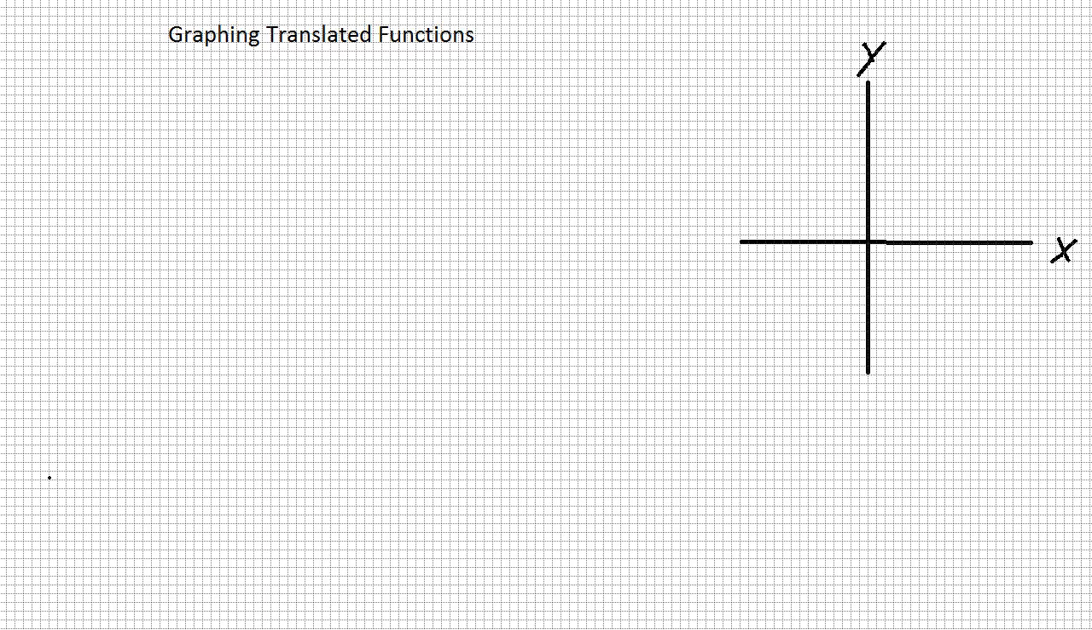Hi, today we're going to be looking at graphing translated functions. Let's see, how about we graph this function? Y equals, how about we do absolute value? So absolute value of x minus 3, plus 2.